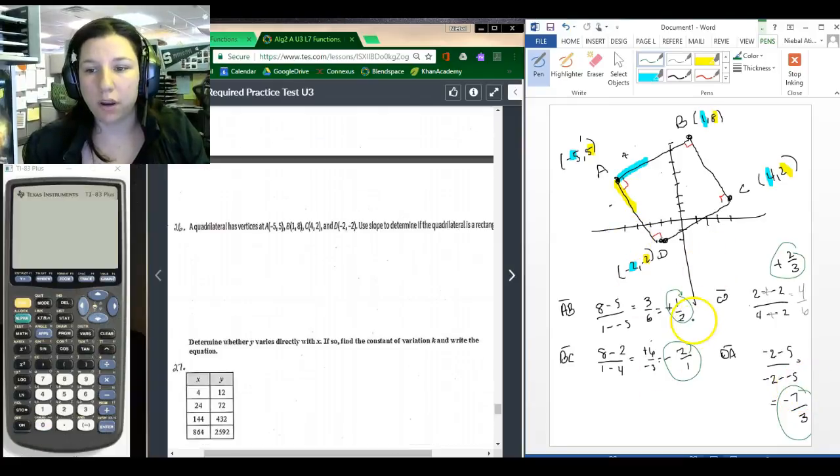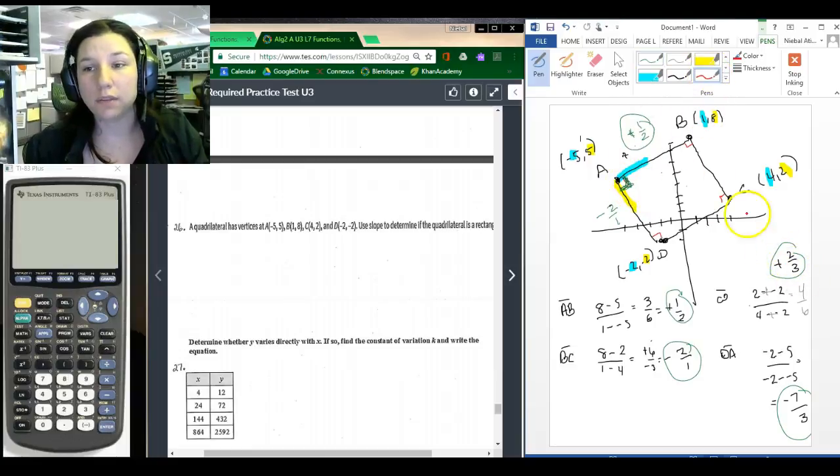Now that we have all of our slopes, we want to go ahead and compare and see, okay, are they perpendicular? So this had a slope of +1/2. This one is a -2/1. So those are perpendicular, right? They're opposite reciprocals, so positive to negative, 1/2 to 2/1. So here's a right angle. That one's good to go.